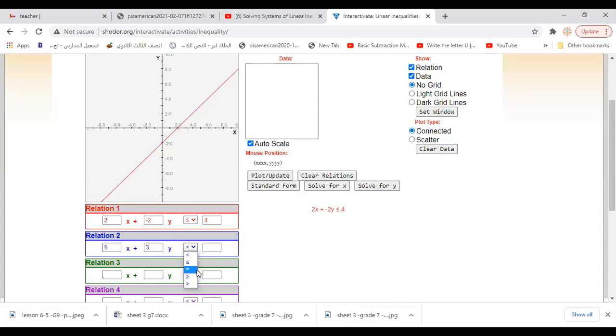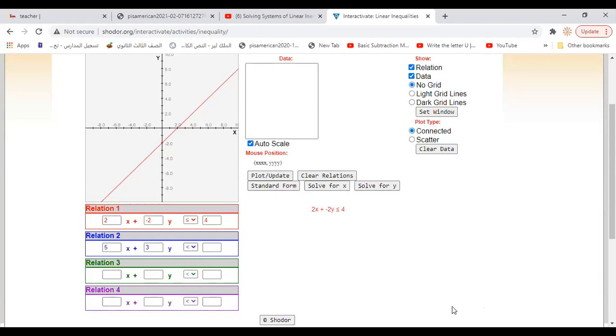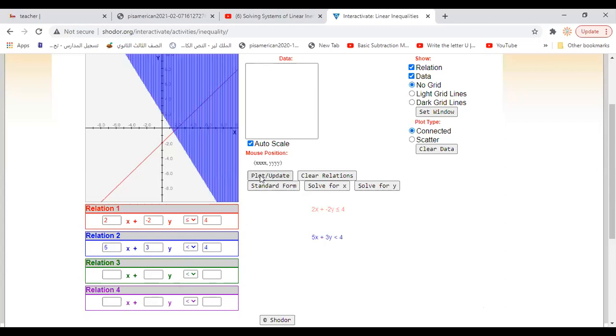Choose a sign. You have options in front of you, you can see the screen. Salma, you can see the screen? Greater than? Okay. For the second one, what is the y-intercept? 4. Okay, then now we want to plot the second one.